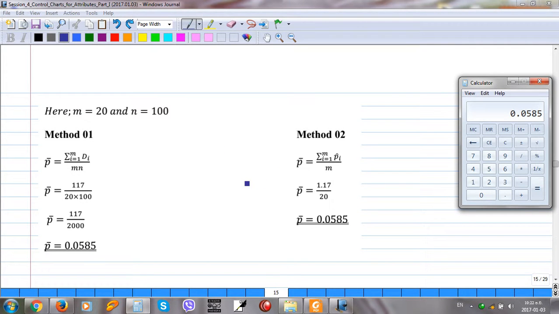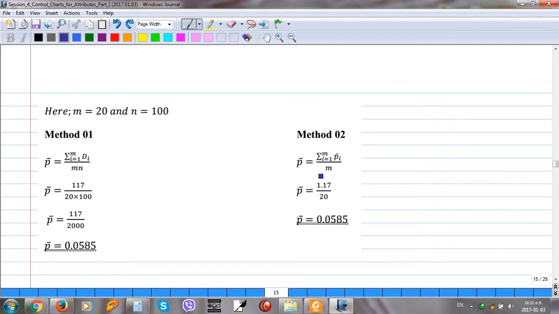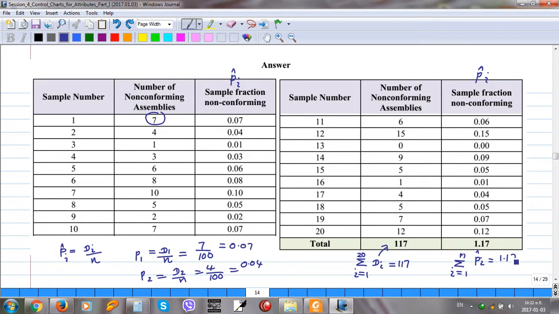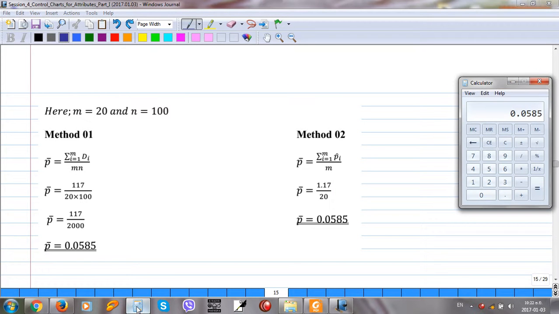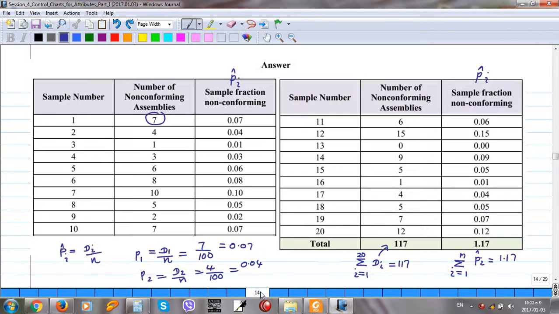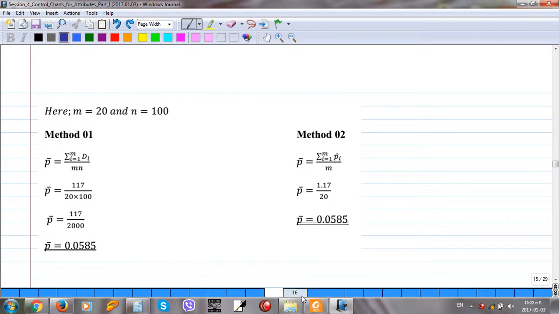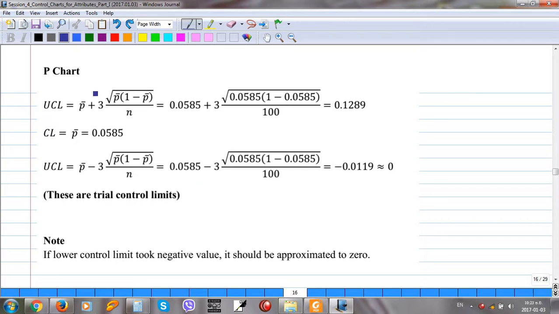You can also use the other equation: p bar equals the sum of p hat i over m. The sum of p hat i we found is 1.17. Dividing 1.17 by m equals 20, again you get the same answer, 0.0585. So now you have found p bar, and now you can find the p chart.